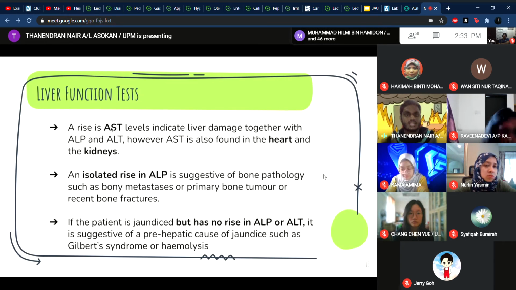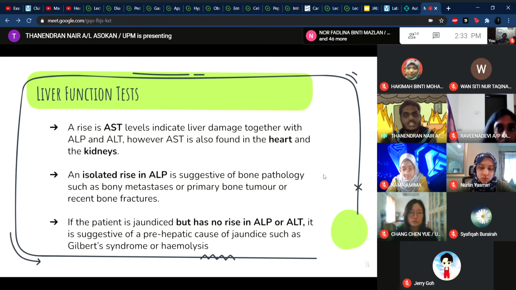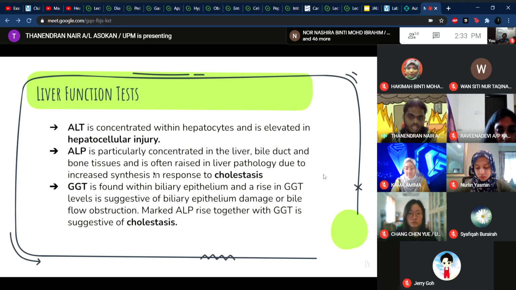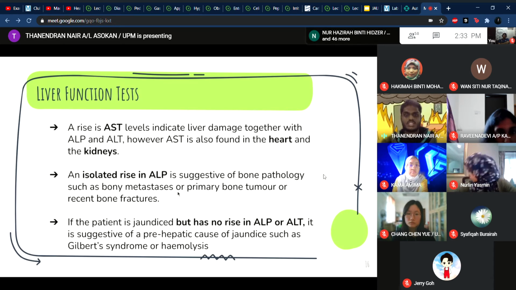A rise in AST levels indicates liver damage, similar to ALT. However, AST is also less specific compared to ALT, where AST is also found in the heart and in the kidneys. Now, similar to how I said previously, ALP is also found in the bone tissues. An isolated rise in ALP, where only ALP is raised, would not suggest liver damage, but it would be suggestive of any bone pathology, because ALP is also found within the bone tissues. So it could be due to bony metastases, primary bone tumors, or recent bone fractures.